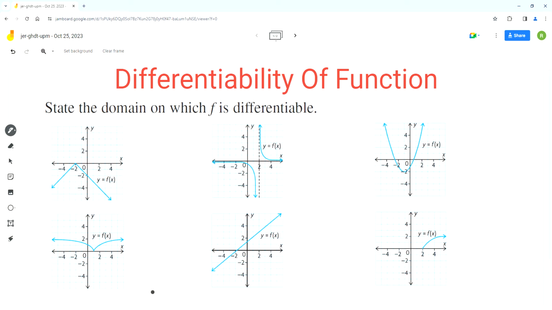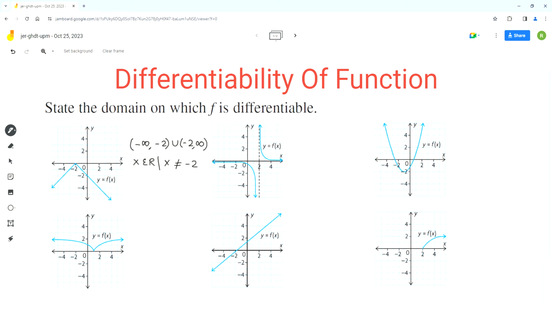So we can write the domain for this function in interval notation as -infinity to -2, union, -2 to positive infinity. This is the domain on which this function is differentiable. In the other notation, we can write the domain as x ∈ ℝ, and x cannot be equal to -2. So we are done with the first graph.